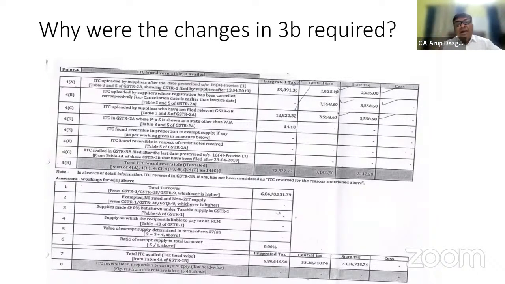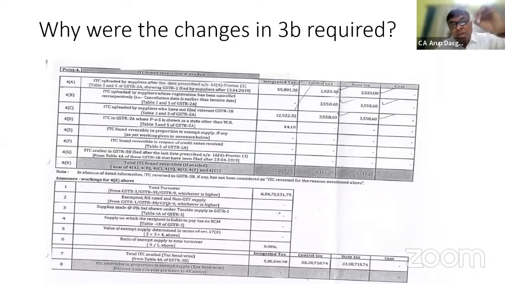So these were happening and a lot of replies were being furnished by the taxpayers and they were constantly complaining, sir, I don't have a place to show these reversals properly. I don't have a place to show the reclaiming of the ITC properly. Say I'm reversing the credit because I have not paid the payment within 180 days. So when I'm reclaiming the credit, I'm showing it in all other ITC.